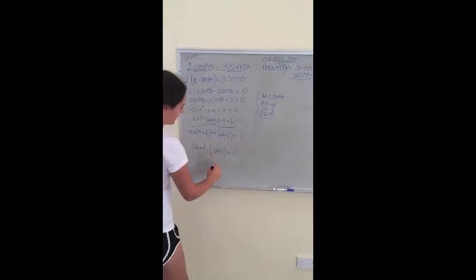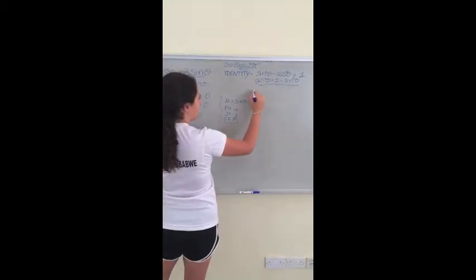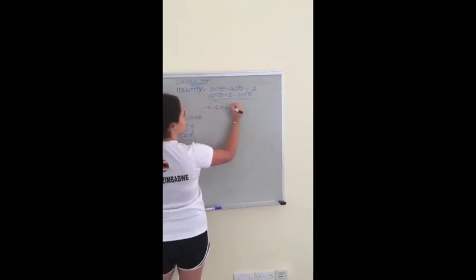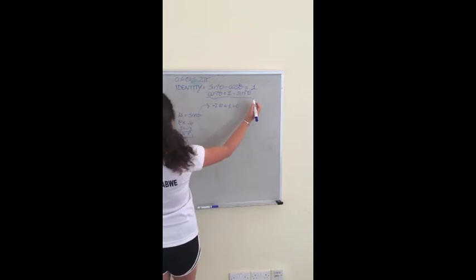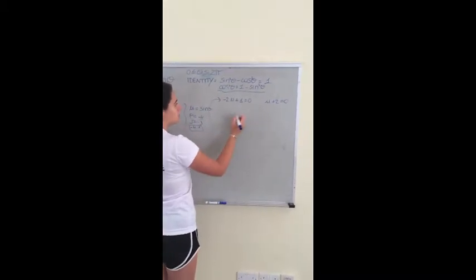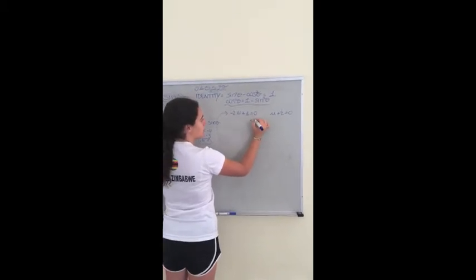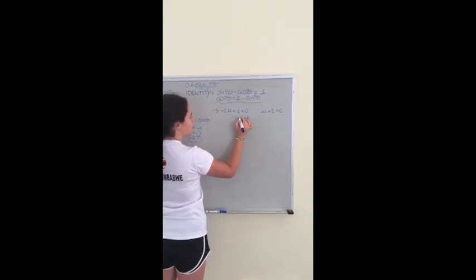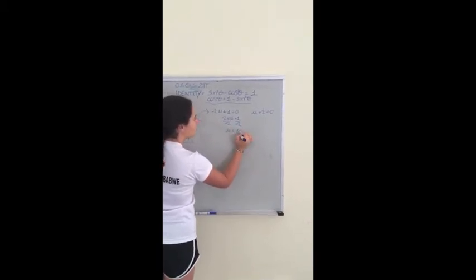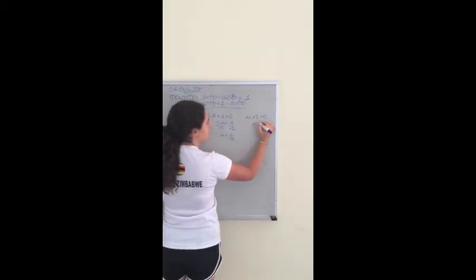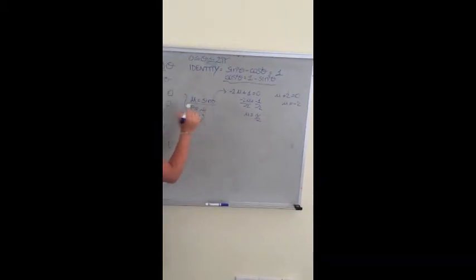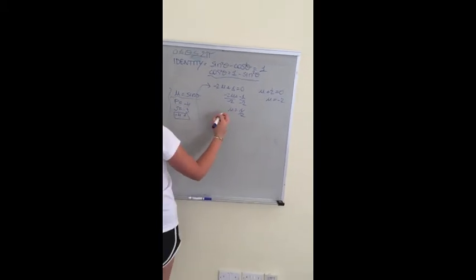At this point, we need to make each bracket equal to 0. So we have negative 2u plus 1 is equal to 0, and u plus 2 is equal to 0. In order to find the solution to this one, we need to bring the 1 to the other side, and then divide by negative 2. Therefore, u is equal to 1/2. And on this side, we just need to simply bring the 2 to the other side. At this point, we need to factor back in the sine of theta.